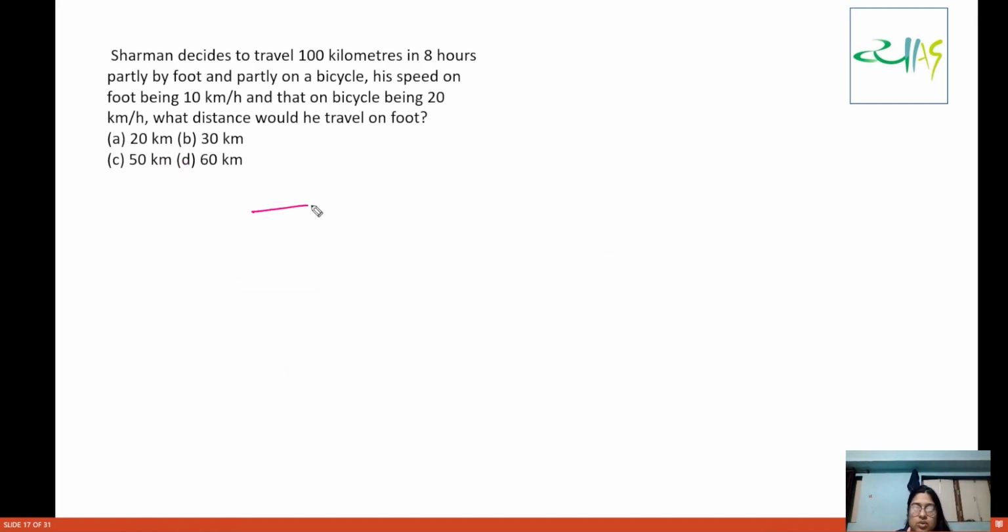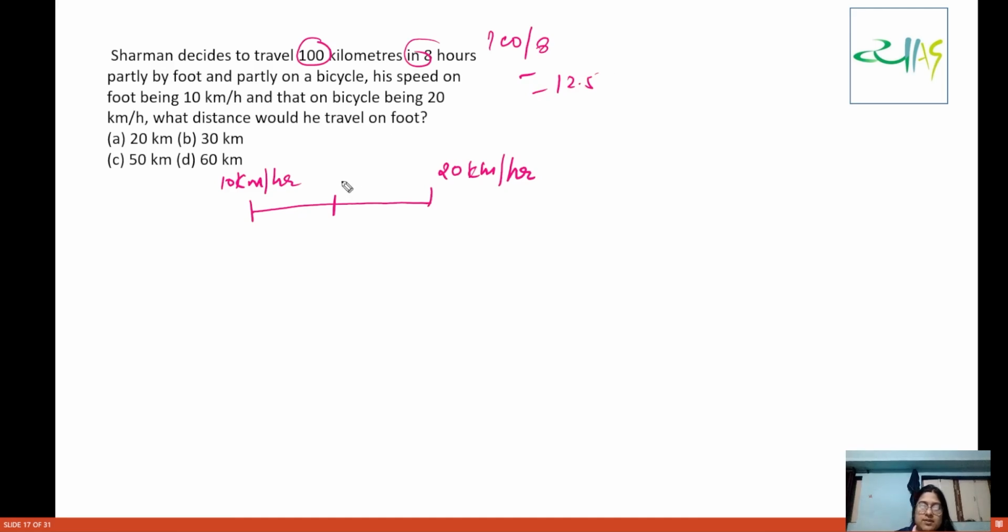It is given that one person is traveling on foot at the speed of 10 kilometers per hour, and another person is traveling by bicycle at the speed of 20 kilometers per hour. And the average speed we got from here is 100 by 8, that is 12.5 kilometers per hour. So I am saying that T1 time is spent traveling by foot, and T2 time is spent traveling by bicycle. Let's write this as TF and this as TB.